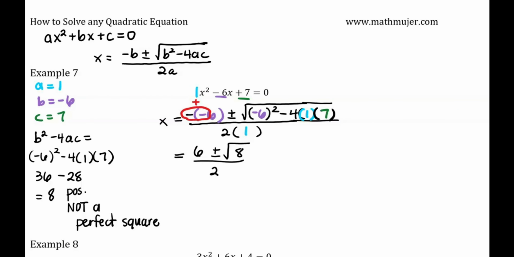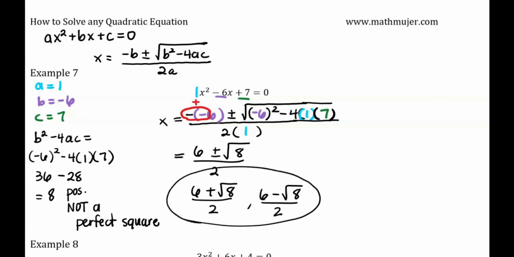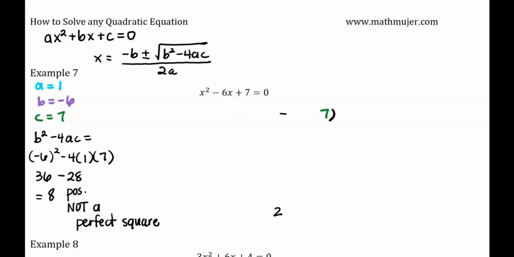So I want to point out a couple of things. One, that really is 2 solutions. There's a solution with the plus, the 6 plus the square root of 8 over 2, and there's a solution with the minus, the 6 minus the square root of 8 over 2. Those are the 2 solutions. Some teachers may ask you to simplify that, and I'm going to show you how you can simplify it. So 6 plus root 8 and 6 minus root 8 all over 2. I'm going to erase this and just start with the solutions and show you how to simplify.